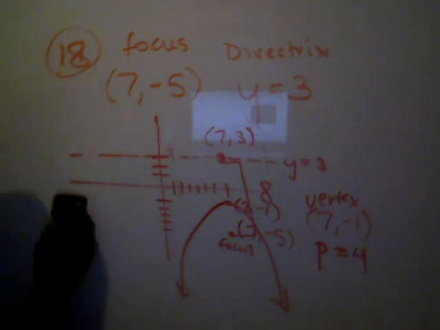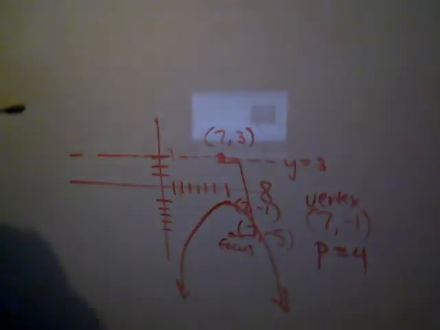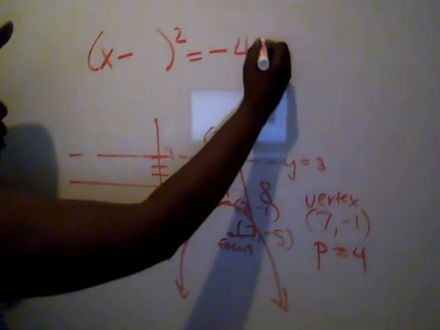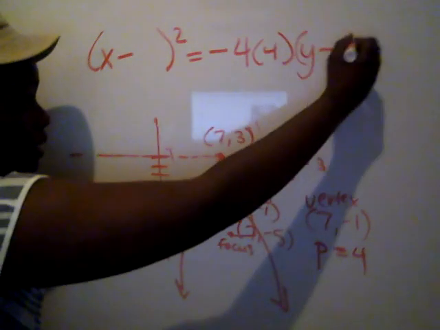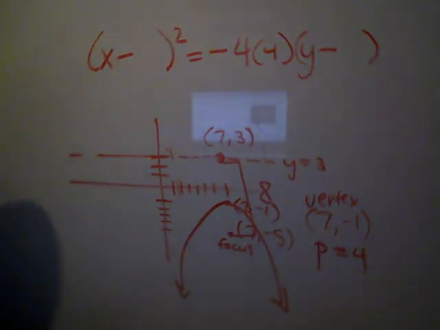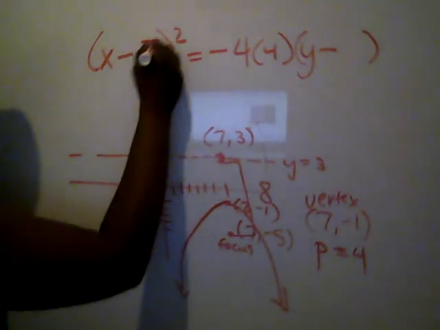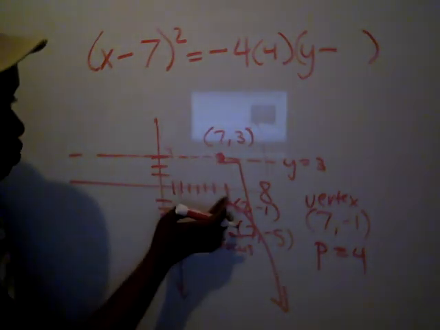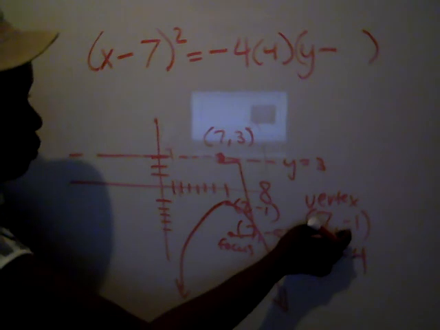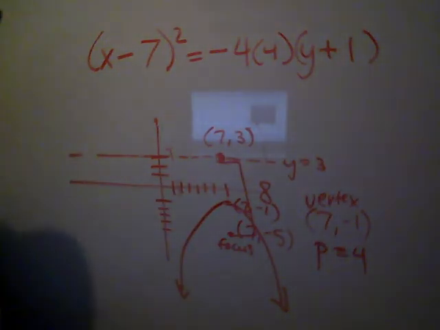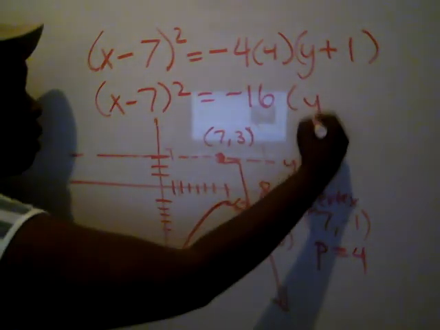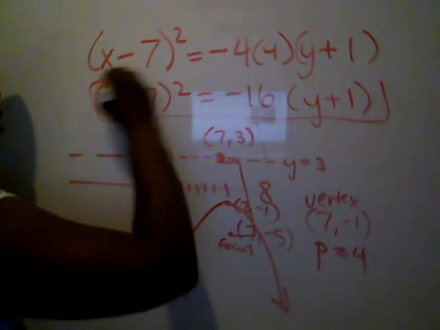So if we plug in the equation, so I'm going to erase it up here. We know that since it's going down, it should be x minus something squared equals -4p. Well, p we said was 4. Y minus something. Okay, so it would be x minus, we said our vertex was 7 for the x coordinate, so x minus 7. P-value we said was 4, that's 4 units from the vertex to the directrix, or 4 units from the vertex to the focus. And then the y part of the vertex is -1, so we'll just go +1 there. So our final equation would be x minus 7 squared equals -16 y plus 1. And that would be it.